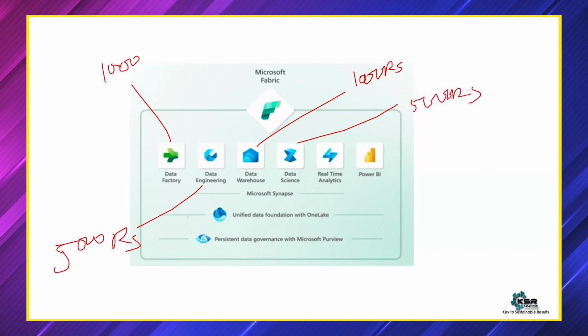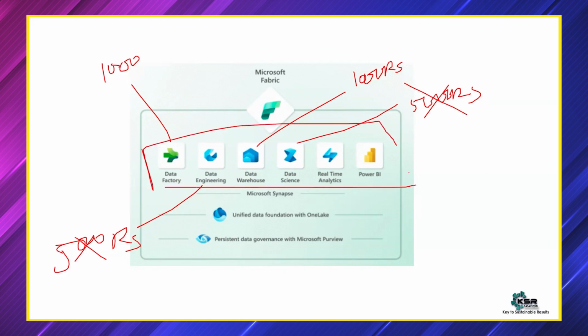So if you independently create services, and you don't want to use data science, skip this, 5,000 would be saved. If you don't want to use data engineering, skip this, 5,000 would be saved. But in case of Fabric, there is no flexibility available. If you create that SKU, even if you don't use them, you have to pay for all these services. You have to definitely pay for all these services.